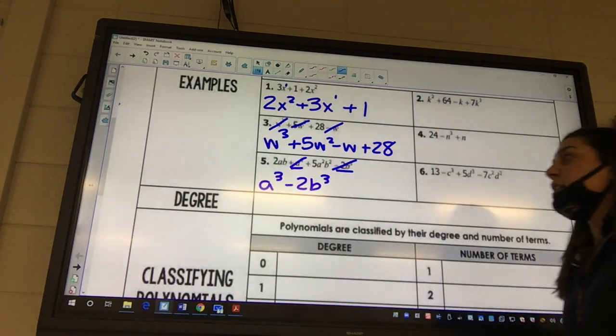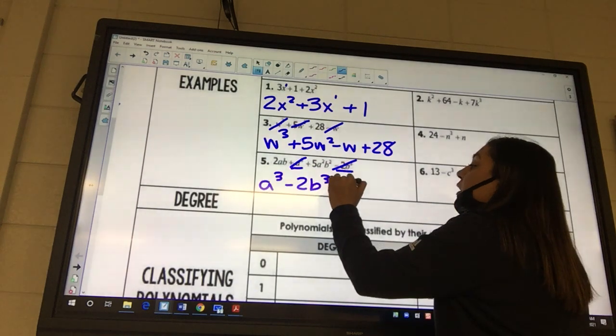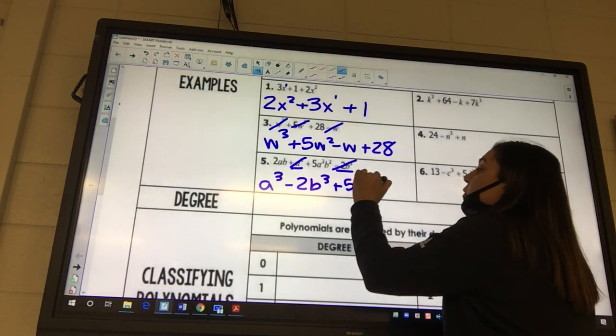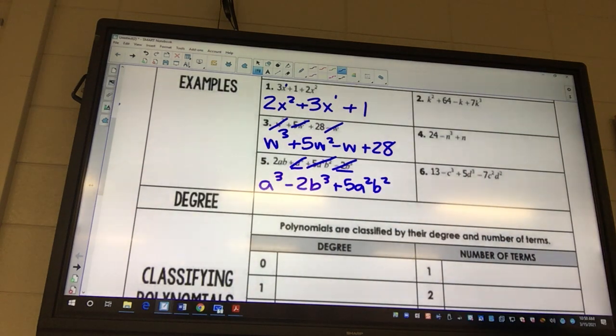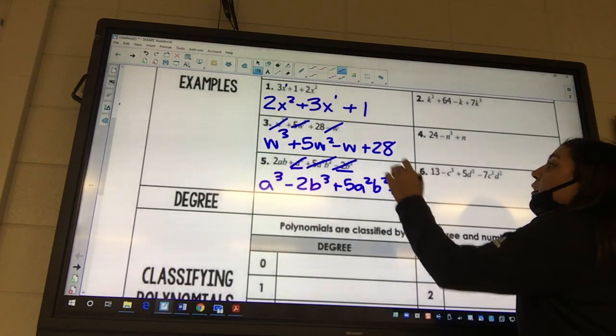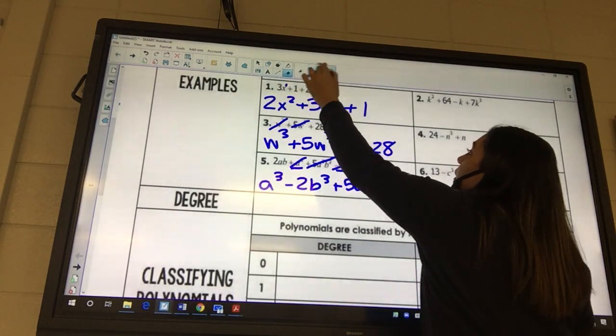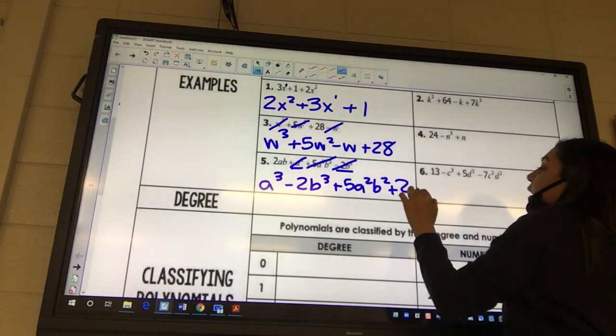What's the next highest exponent? 2. So you're going to use this one. So plus 5a squared b squared. And then lastly, two ab.